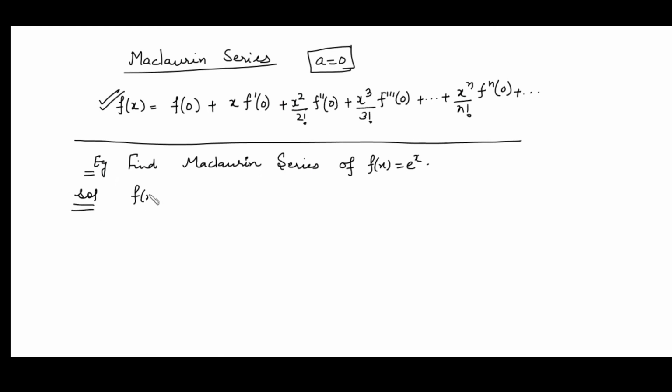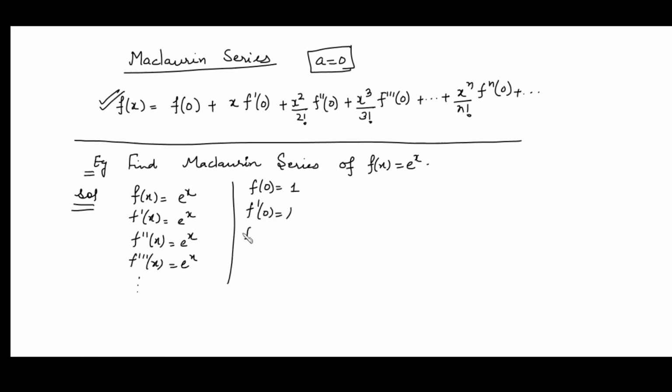Now just see what is given to us. The function is e to the power x. We can find its derivative. It's again e to the power x. The second derivative is again e to the power x. Third derivative, it is again e to the power x, and so on. Now we can find out its value at 0. The value of the function at 0 is 1. Its derivative is 1. Its second derivative is 1. Third derivative is 1, and so on.